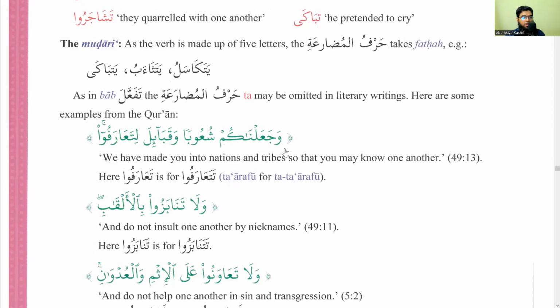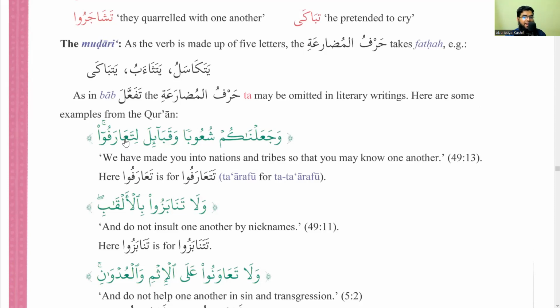Like Allah says in the Quran, وَجَعَلْنَاكُمْ شُعُوبًا وَقَبَائِلَ لِتَعَارَفُوا. And we have made you into nations and tribes. Shu'ub, peoples, nations, and qabaila, tribes. Why? لِتَعَارَفُوا, so that you may get to know one another. Not to fight each other, but to get to know one another of different types and people.